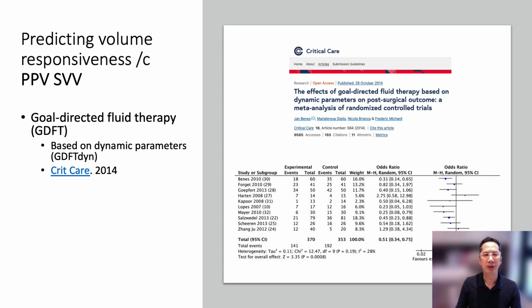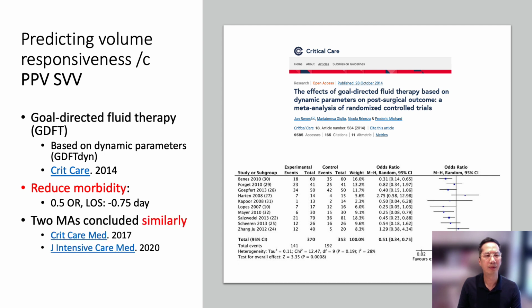So as you can see on the right-hand side, the pooled estimate gives us the evidence that this measure could reduce morbidity by about 0.5 odds, and it also reduced the length of stay. And the other two meta-analyses published in 2017 and 2020 also have similar outcomes.